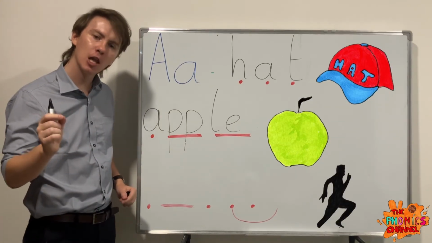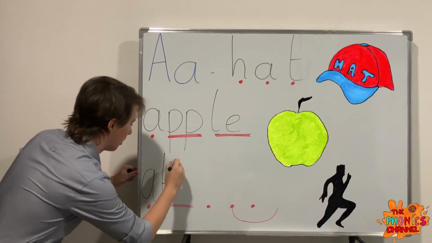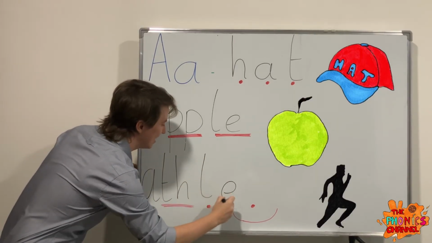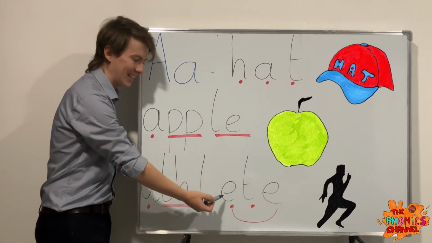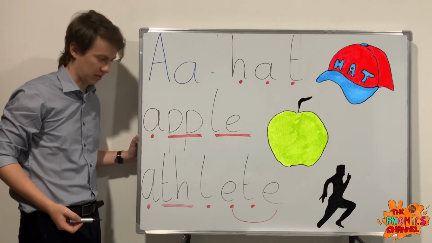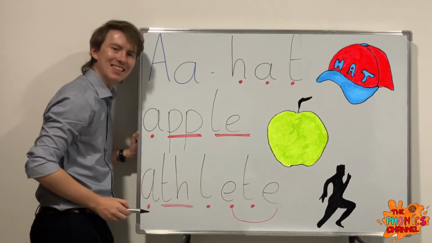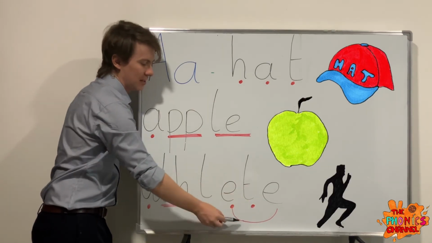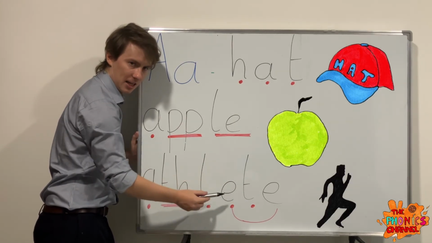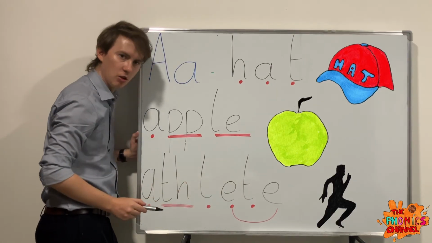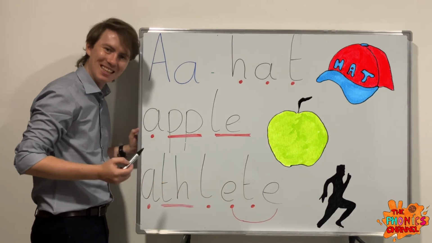Athlete, athlete. Okay, so we've got the e jumping over to another e to make the e sound. This is a split digraph sound because in the middle of this sound we've got another letter, or another sound. So this sound is split by another sound. It's called a split digraph. The first e jumps to the second e to make the e sound.